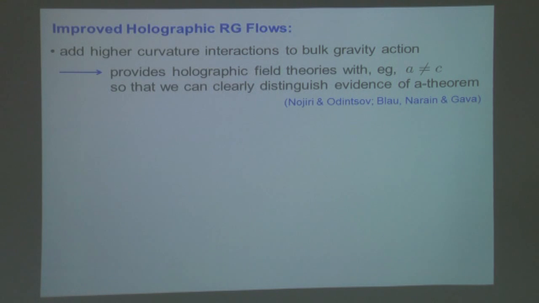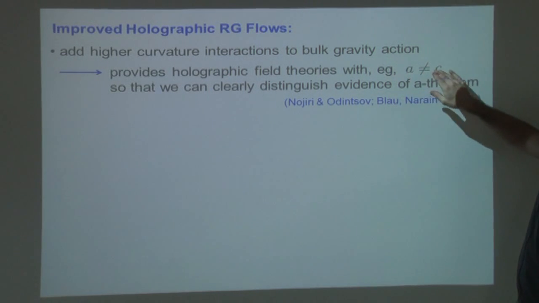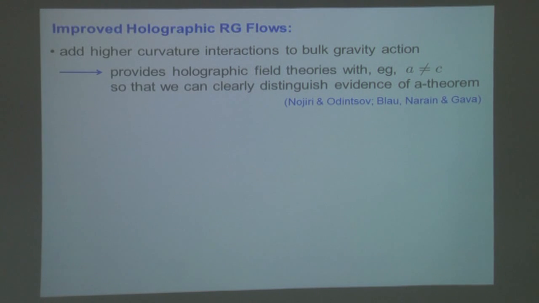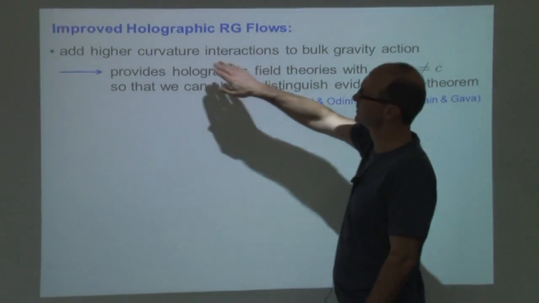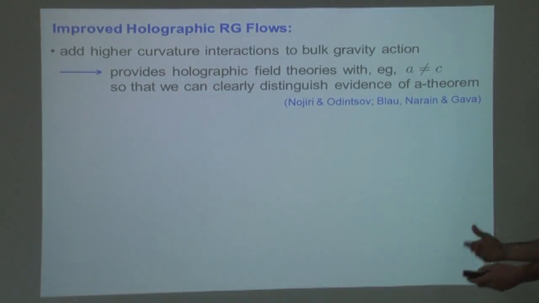So Ananda and I were impatient, and we wanted to think about theories where we could actually distinguish the different kinds of central charges. It had long been known that if I want to think about a boundary theory where, for example, A is not equal to C, then in the bulk I would have to think about a gravity theory with higher curvature interactions, say a curvature squared interaction. So I'd have to go beyond just Einstein gravity.